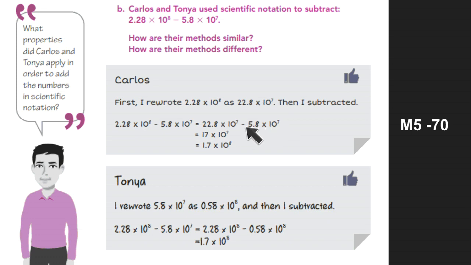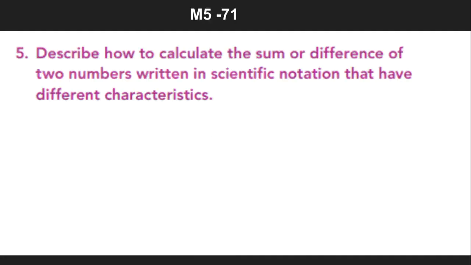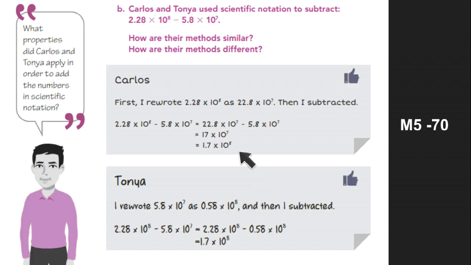Okay, and so then he subtracted 22 and 8/10 minus 5 and 8/10, and he got 17, and that was 17 times 10 to the 7th, because we know from that previous problem that those exponents just stay the same. So if they're both 7s, then it stays 7 here. And then he knew that 17 is not an okay number to have as a mantissa, so he moved his decimal 1 place to the left, therefore adding 1 to his characteristic and ending up with 1 and 7/10 times 10 to the 8th. Okay, that works.